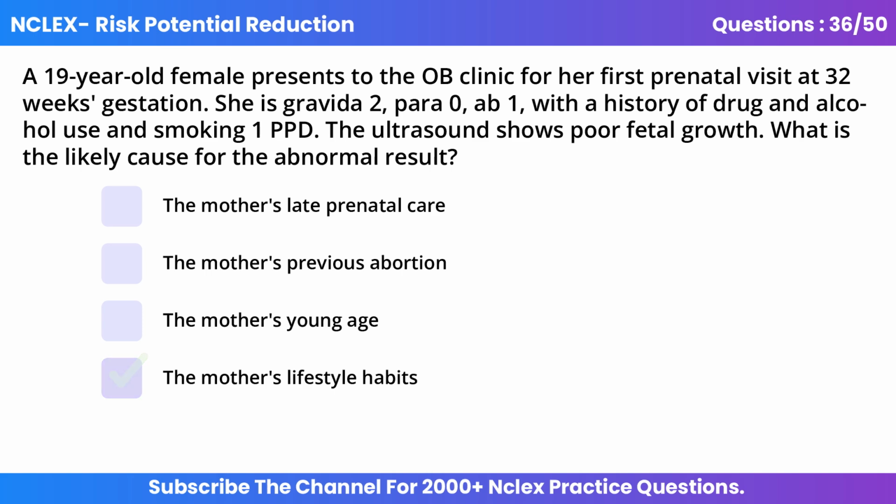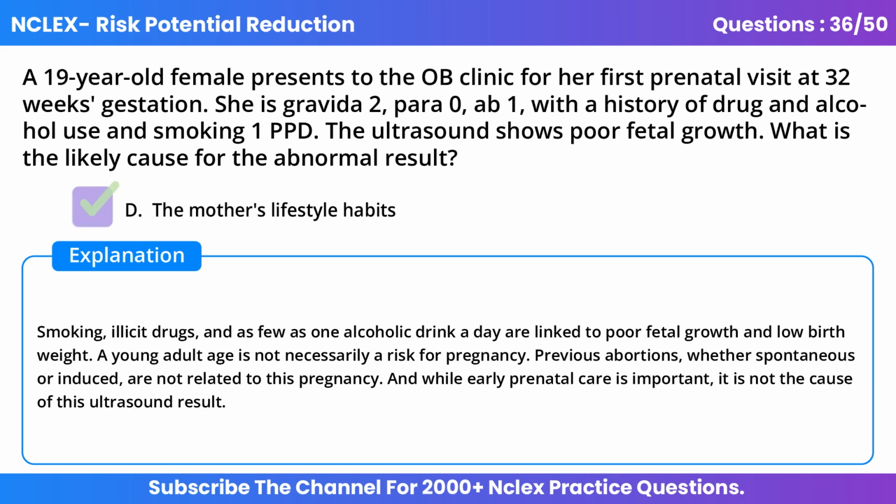D. The mother's lifestyle habits. Smoking, illicit drugs, and as few as 1 alcoholic drink a day are linked to poor fetal growth and low birth weight. A young adult age is not necessarily a risk for pregnancy. Previous abortions, whether spontaneous or induced, are not related to this pregnancy. And while early prenatal care is important, it is not the cause of this ultrasound result.